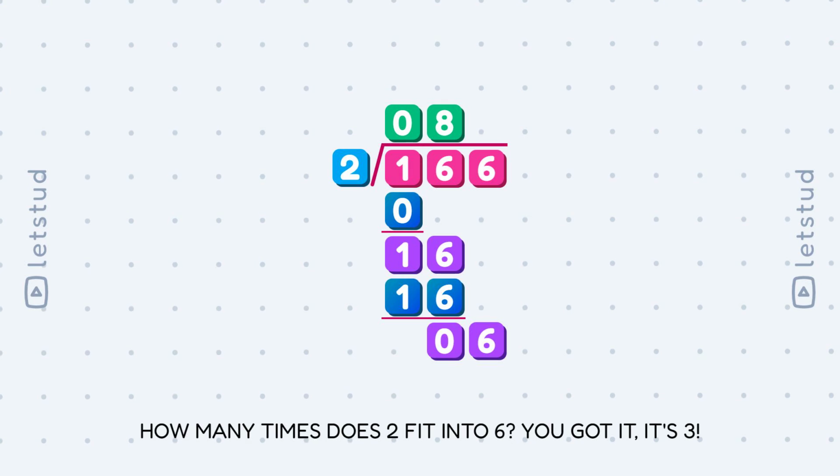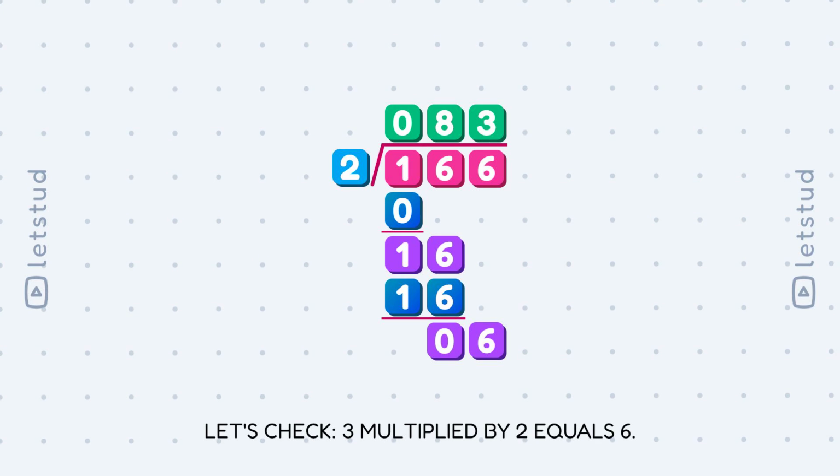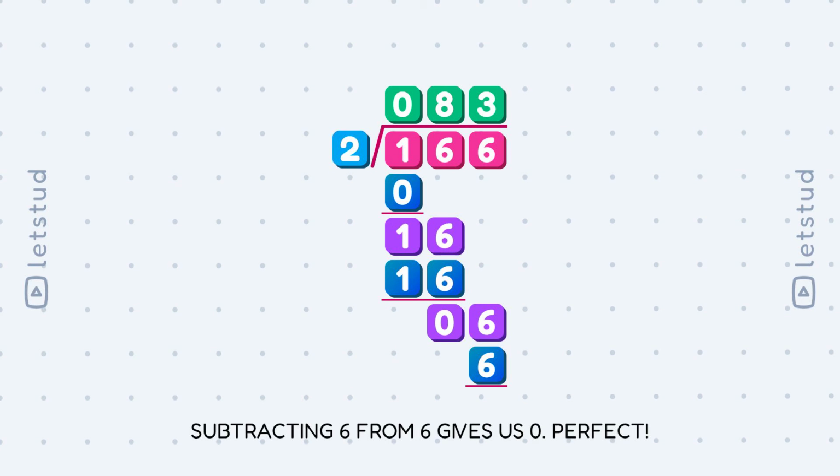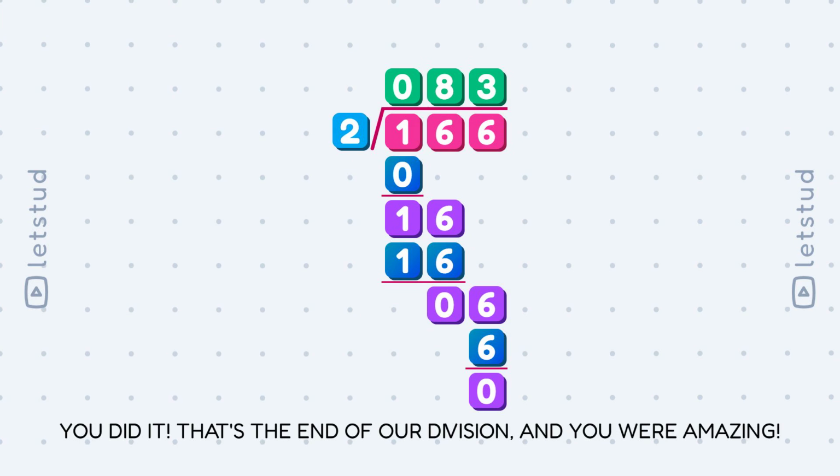You got it, it's 3. Let's check. 3 multiplied by 2 equals 6. Subtracting 6 from 6 gives us 0. Perfect. You did it. That's the end of our division, and you were amazing.